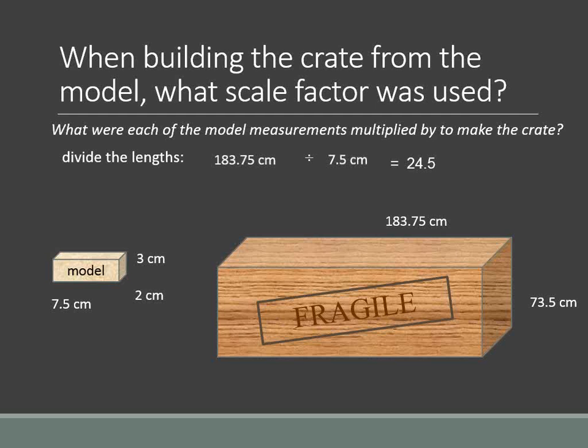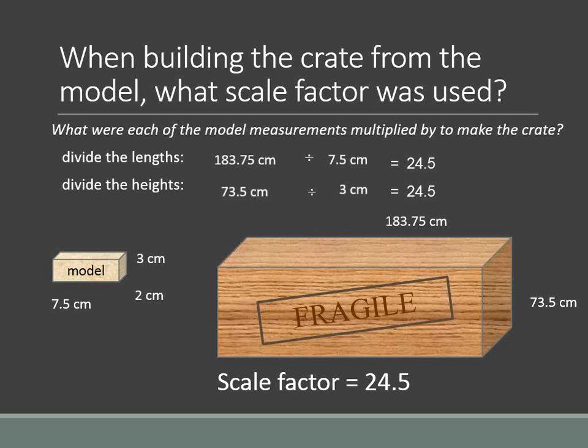Okay, and now because I really want to make sure that I'm understanding this correctly, I wonder if I can check this in a different way. I'm looking for another pair where I'm given both, and it looks like the height is available for both the model and the packing crate. If we divide the heights, we also come up with a scale factor of 24.5. So this makes me satisfied that we have determined that the scale factor from the model to the packing crate is 24.5.